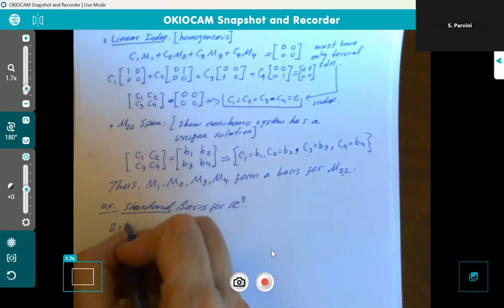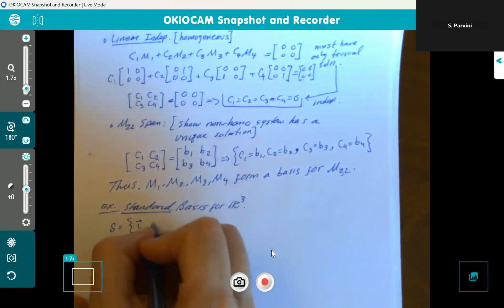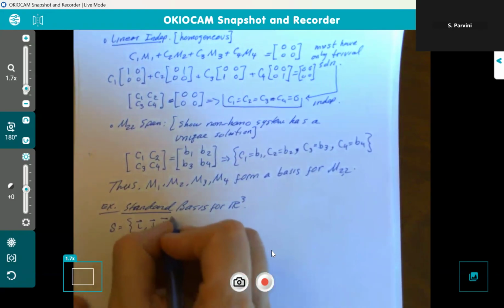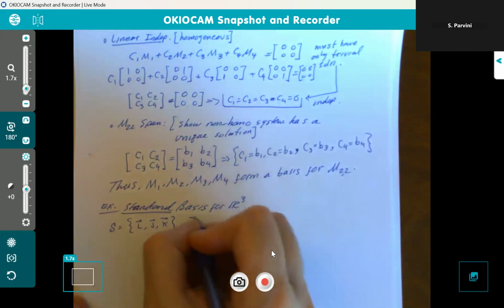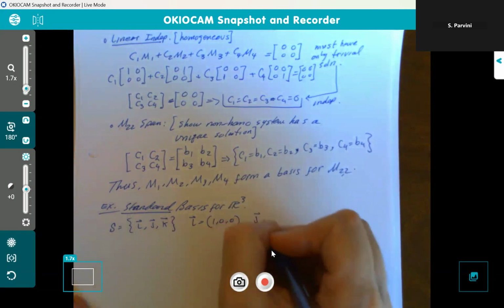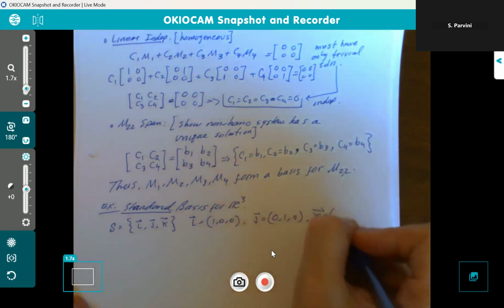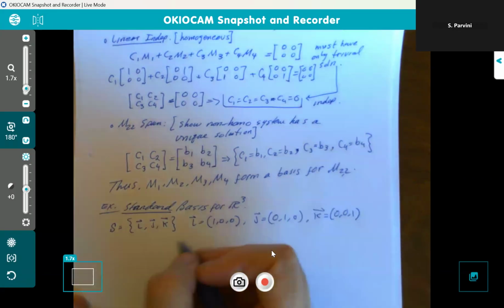Now for this one, my standard basis, I'm going to let it be I, J, K vectors. And what is vector I? That one's going to be 1, 0, 0. Vector J, 0, 1, 0. And vector K, I'm going to let it be 0, 0, 1.